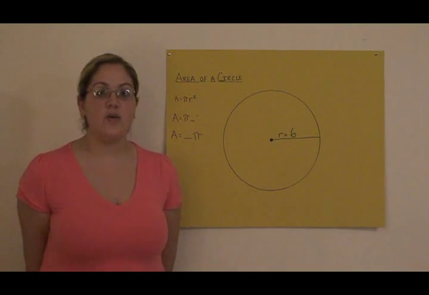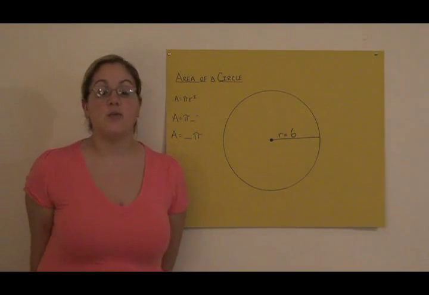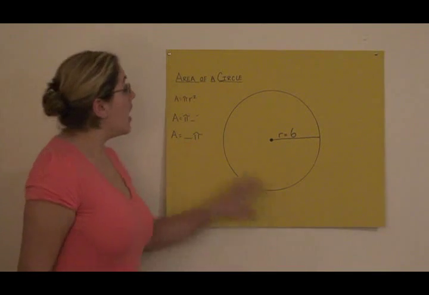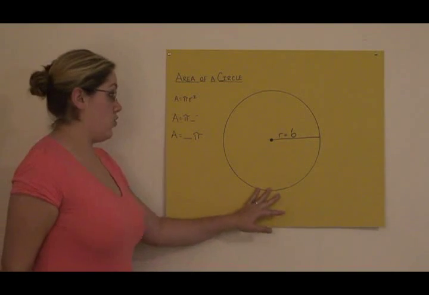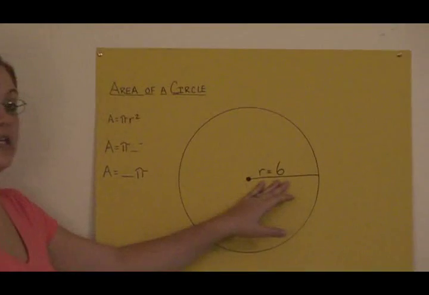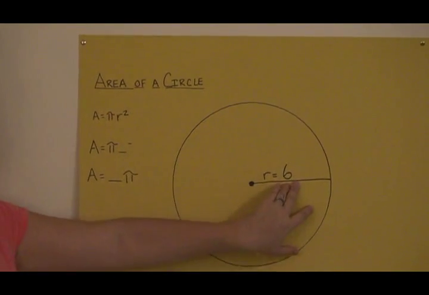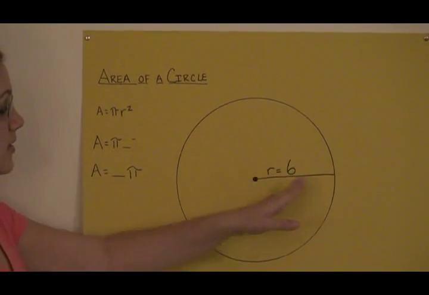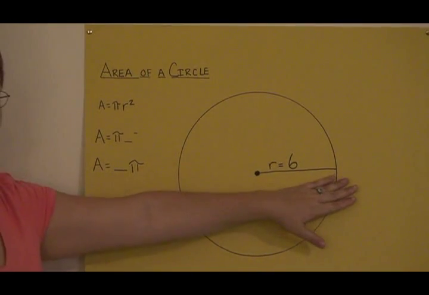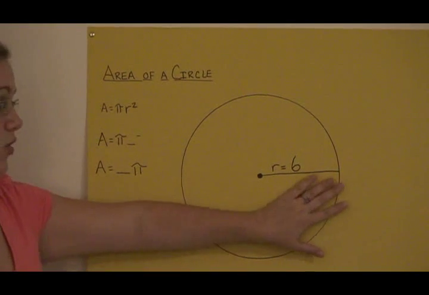Today I'm going to show you how to find the area of three of the more difficult geometric figures. First, I'm going to start with the area of the circle. Here we have a circle and the information given is the radius is equal to 6. The radius is half of the diameter, and this will help us in the formula that we use to find the area of a circle.